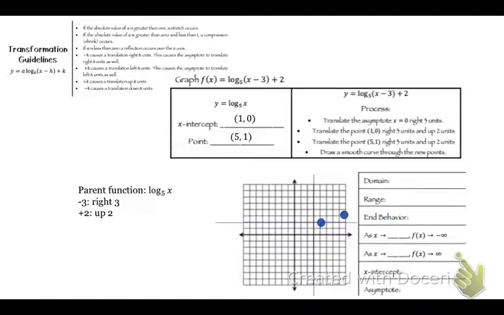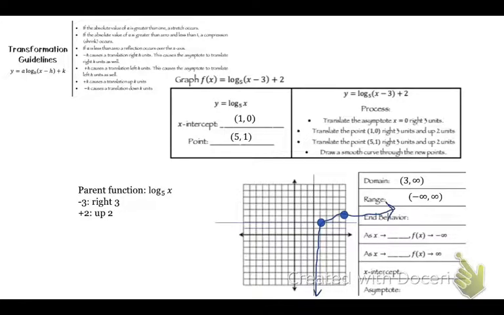So here, my x-intercept is (1, 0). So from there, I'm just going to go over 1, and there's (1, 0). And then that point is (5, 1), so I'm going to go over 5 and up 1, and it's right there. And then there's our graph. You could also do this by drawing a table, doing 5 to the y power equals x, and you'll get those same exact points.